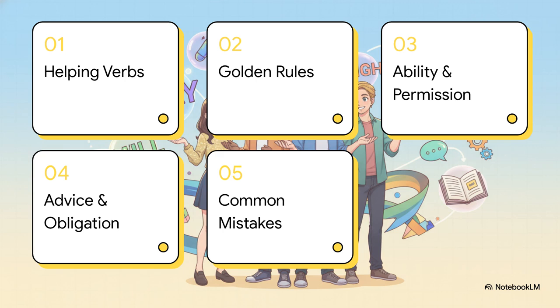To get there, we're going to break this down into 5 super manageable steps. First, we'll look at the power of helping verbs. Second, 2 golden rules you need to know. Third, how we use them for everyday actions like ability and permission. Fourth, showing importance through advice and obligation. And finally, we'll tackle avoiding those common mistakes.